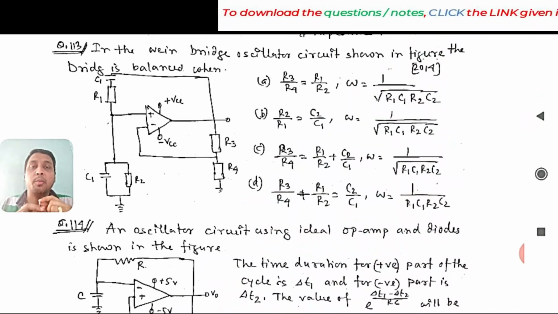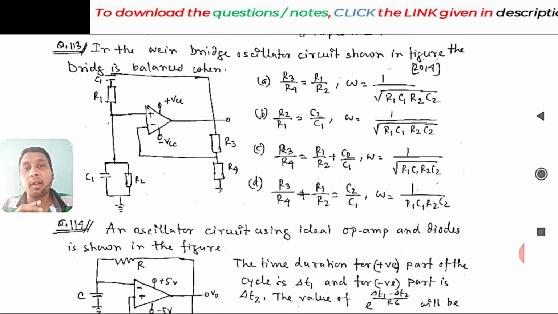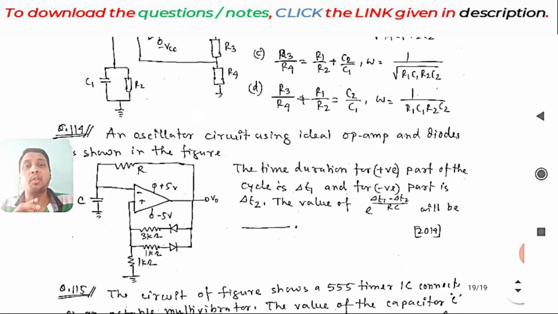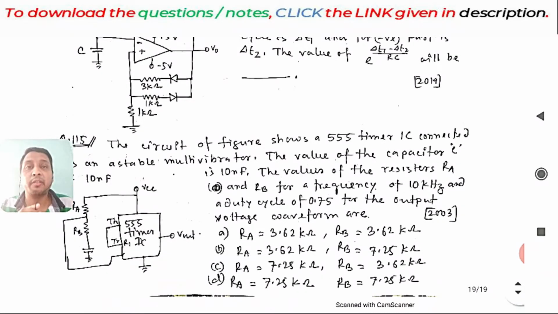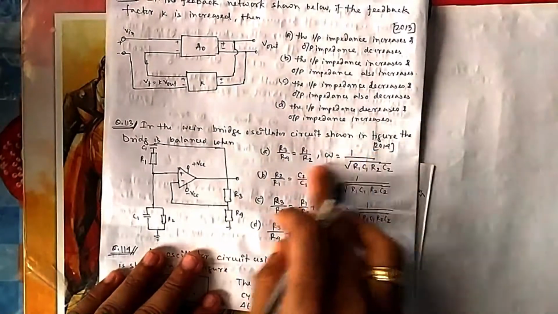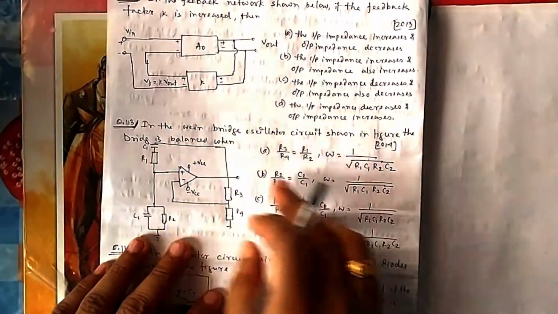Okay students, welcome you all to this new lecture on the GATE analog electronics series. Today we'll be solving three questions, question number 113, 114 and then 115. Okay, then let's try to solve these questions. If we see question number 113, what are they asking? In the Wien bridge oscillator shown in the figure, the bridge is balanced when?